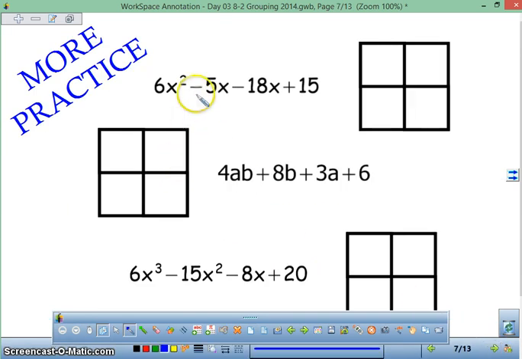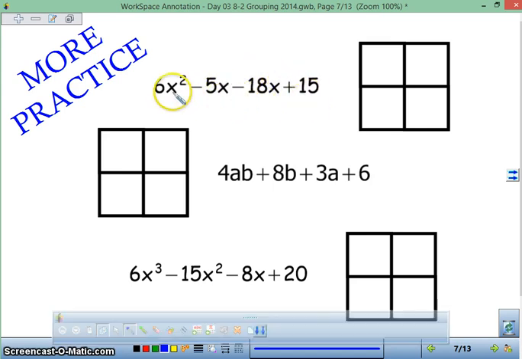Here's some more practice. This time we're going to introduce some negative signs, and you need to watch carefully for how we treat the negatives. First, we need to fill in our area model. So I put 6x squared here. Where does the 15 go? The middle terms can go in either box. I'm going to put negative 18x here and negative 5x here.